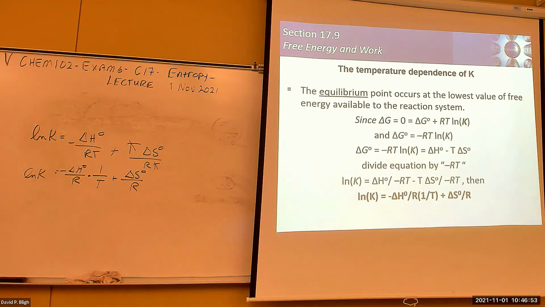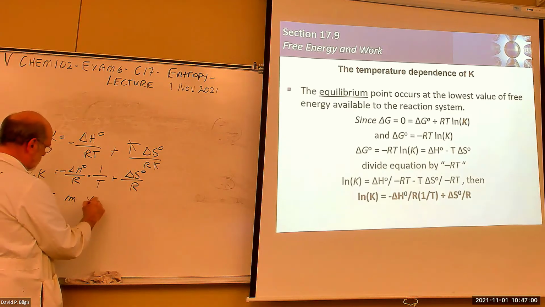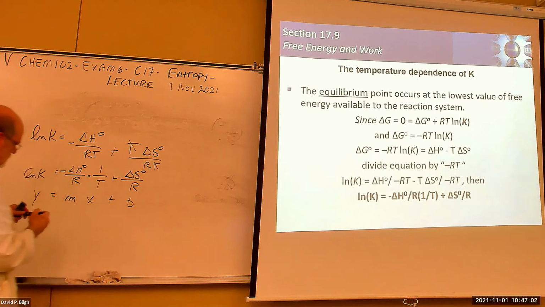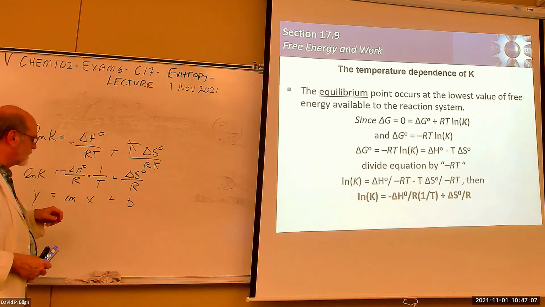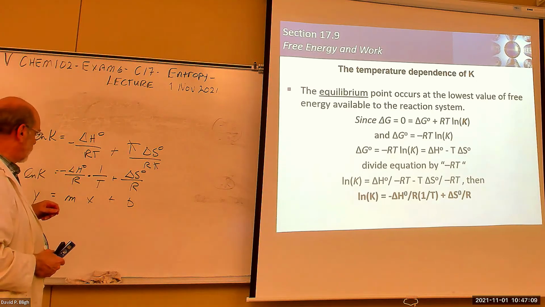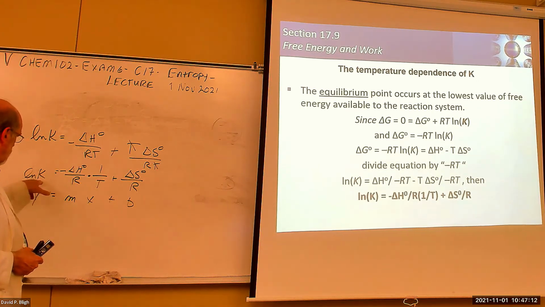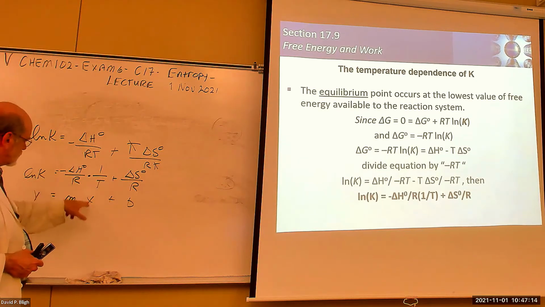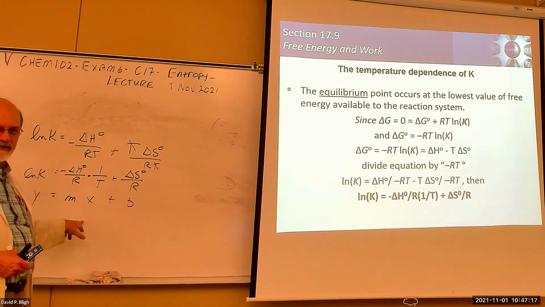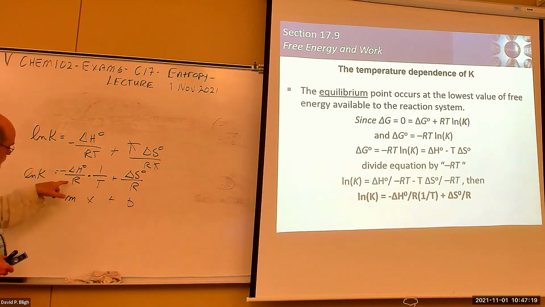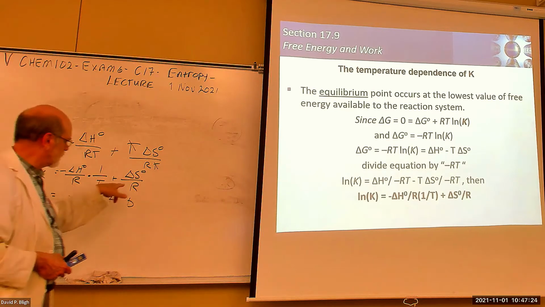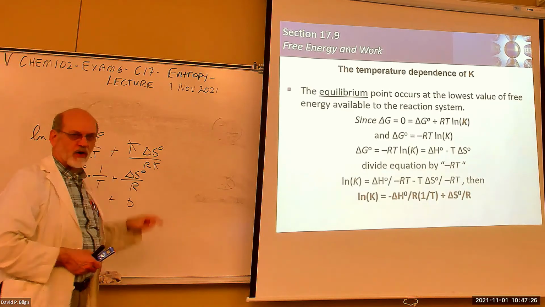Okay. I see where they're going with this. What does this look like? Y equals MX plus B. So if you plot log K on the y-axis against 1 over T on the x-axis, then the slope of the line is going to be negative delta H0 over R. And the intercept is going to be delta S0 over R.